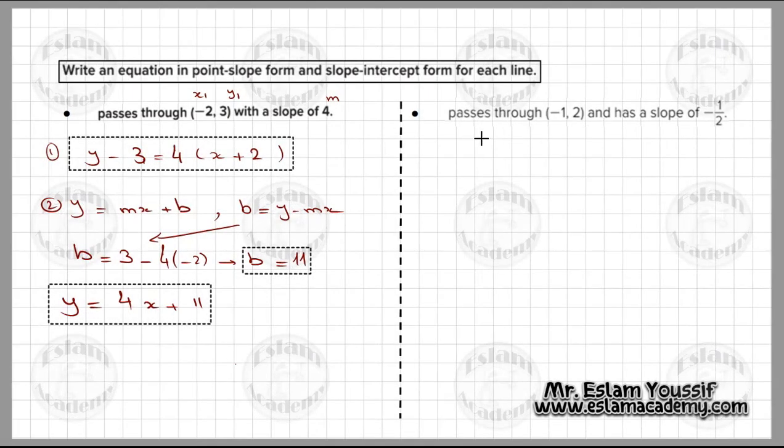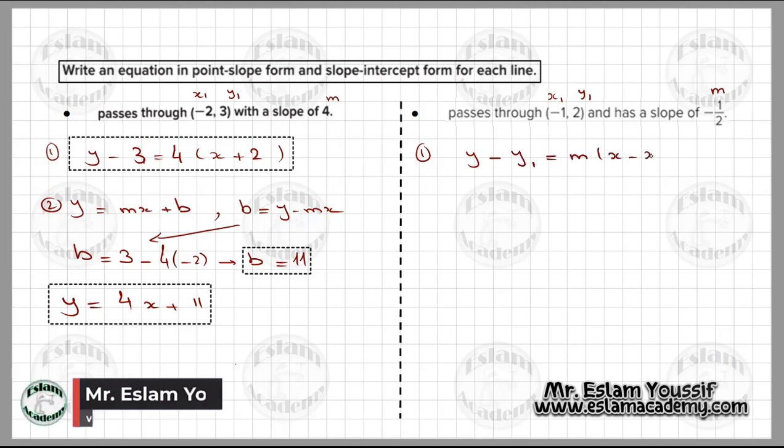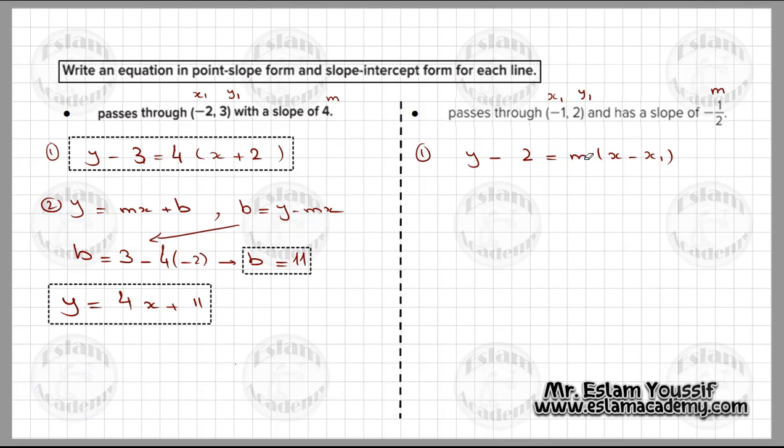In this problem, we need to write the equation in point-slope form and slope-intercept form. Number 1. For any point, we can define it as (x1, y1), and the slope defined by m. To write the equation in point-slope form, we have y - y1 = m(x - x1). Just by using substitution, the slope is equal to negative 1 over 2, so replace m with negative 1 over 2. x is equal to negative 1, so minus negative 1 will be plus 1. And that will be the equation in point-slope form.